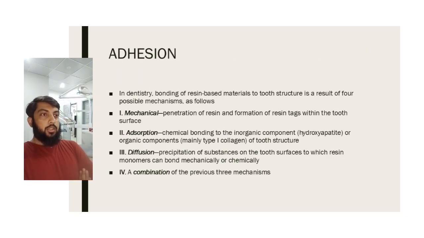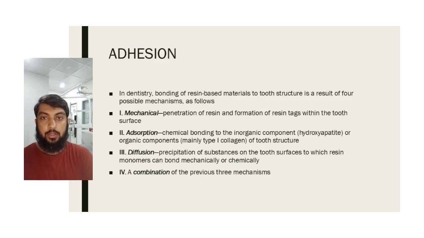In dentistry, adhesion of the resin based material to tooth structure is caused by four mechanisms, as you can see on the slide. First is the mechanical adhesion. The resin penetrates into the tooth structure, which is defined by etching prior to the application of the bonding material. Then it is the adsorption of the bonding material onto the tooth surface.